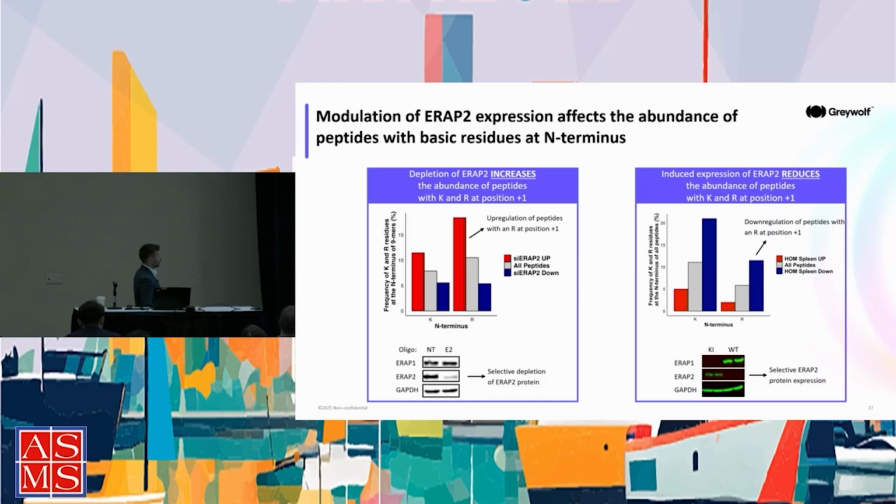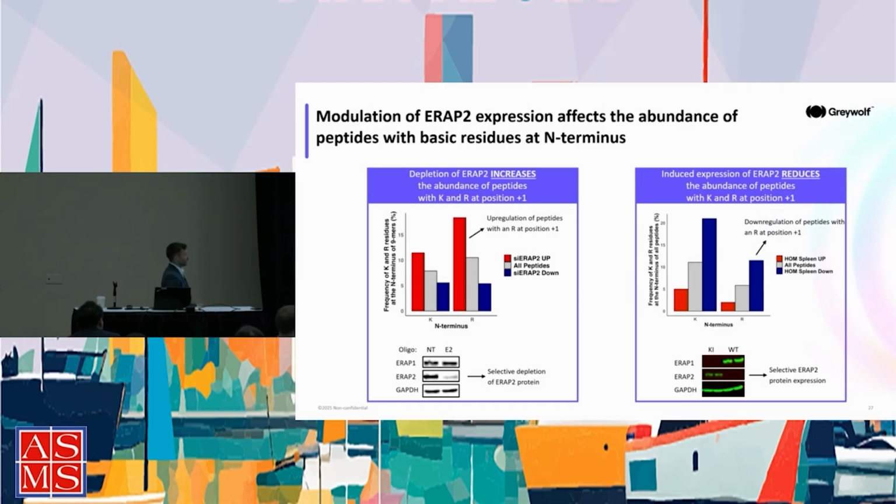And not only that, but this increased presentation of these lysine and arginine peptides, when you genetically manipulate ERAP2, you can also reverse the signature. So we knocked in ERAP2 to a mouse model, and so it's illustrated here. So you knock in ERAP2 into a mouse model, and now you're overexpressing ERAP2, and you can completely reverse the signature that we see.